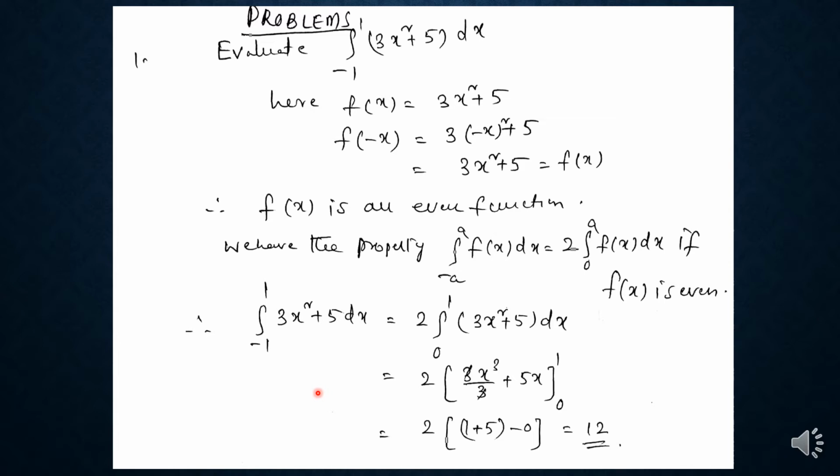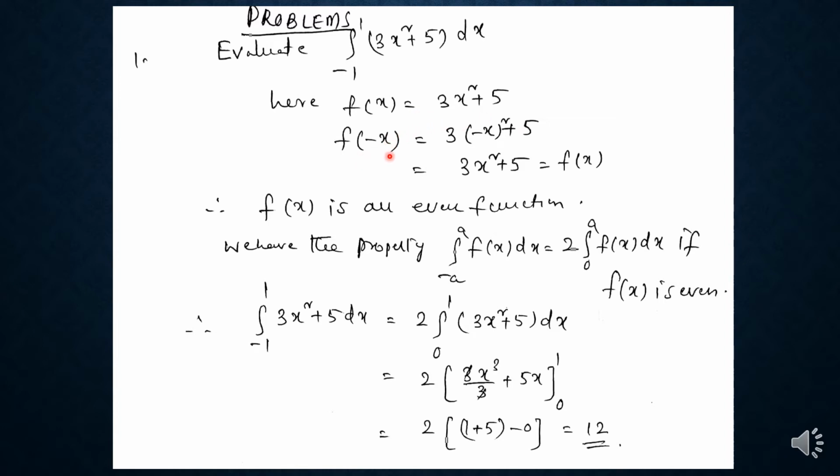Now we will solve some problems here. Evaluate integral minus 1 to 1 of (3x squared plus 5) dx. If we observe the limits, they are minus 1 to 1, that is minus a to a. Now take the given integrand and check whether it is an even function, an odd function, or neither. For that, take f(x) equal to 3x squared plus 5.